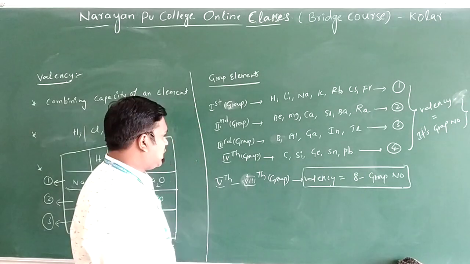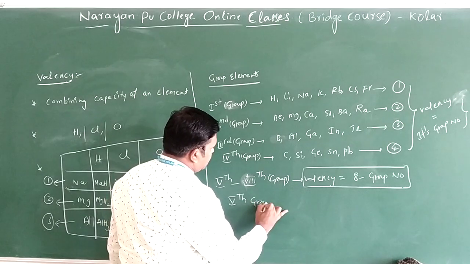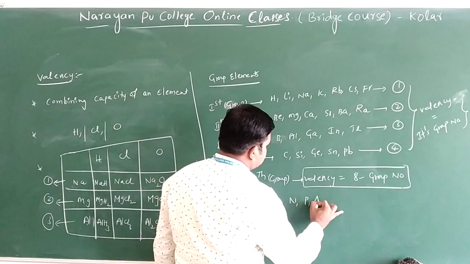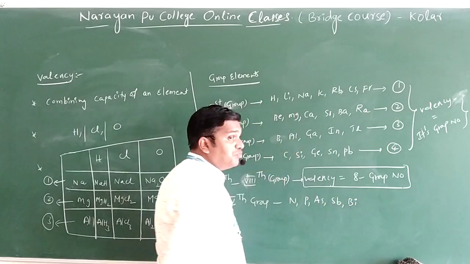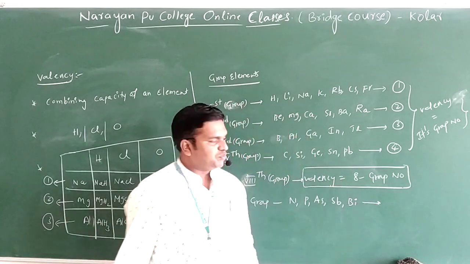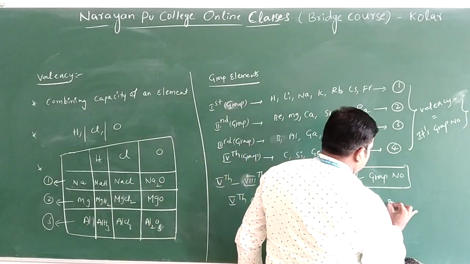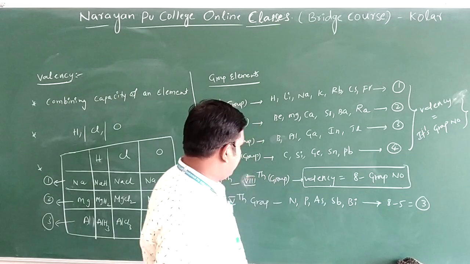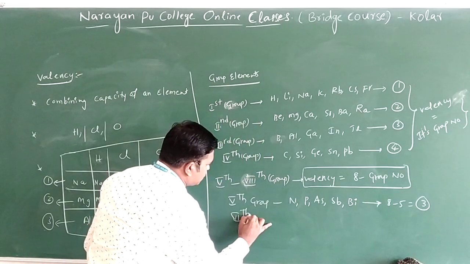So, what are the 5th group elements we have? Nitrogen, phosphorus, arsenic, antimony, and bismuth only. What is the formula I told? 8 minus group number. Here 8 minus 5, that is equal to what? 3 is the valency for the 5th group only.